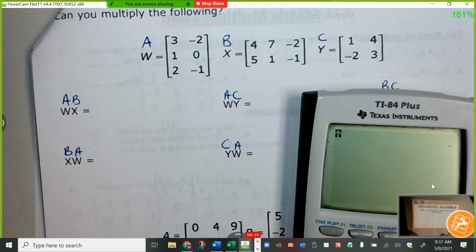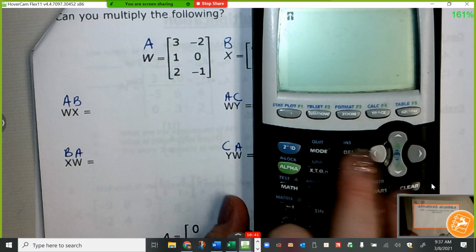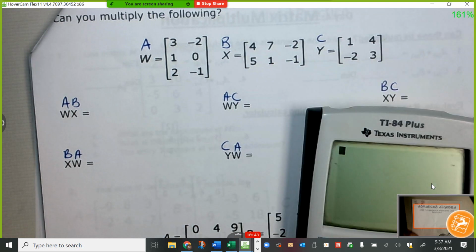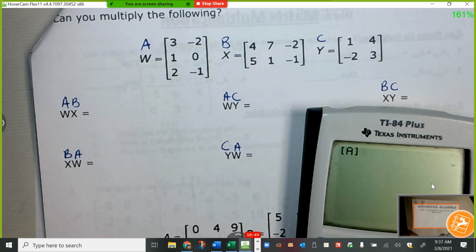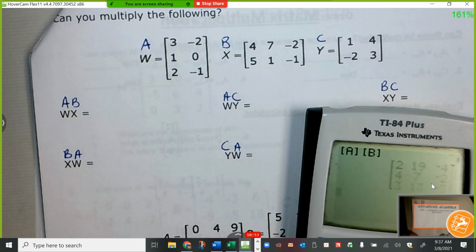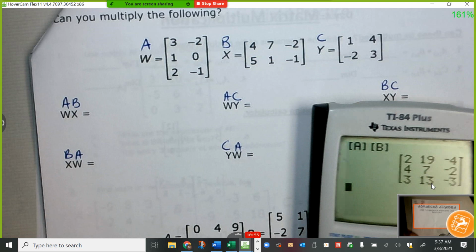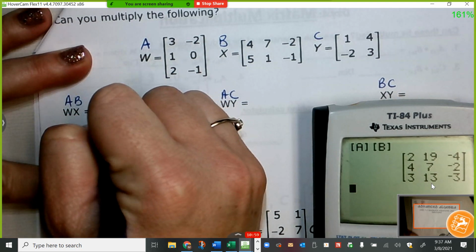So second, remember you hit second mode to go back to your home screen. Okay, so then you go second matrix. And this is A times B. So A, second matrix, B. Did it work? Yes, and it gave me answers. So 2, 4, 3, 9.